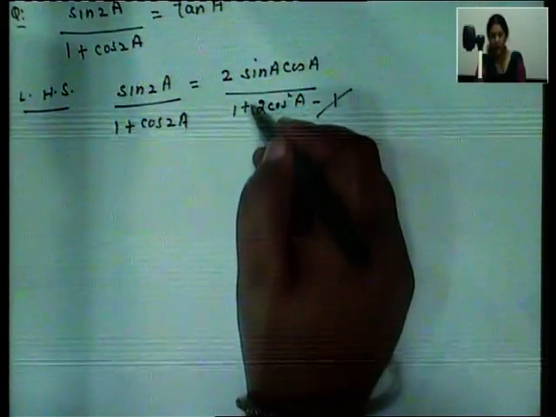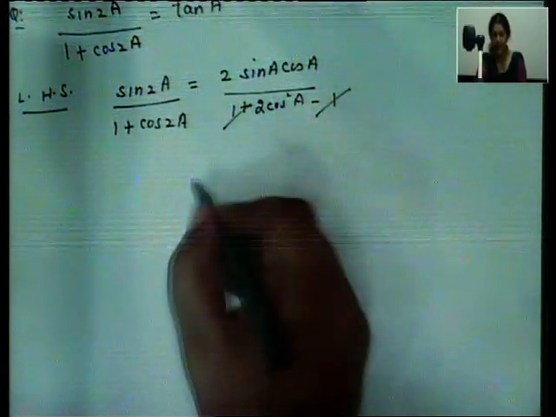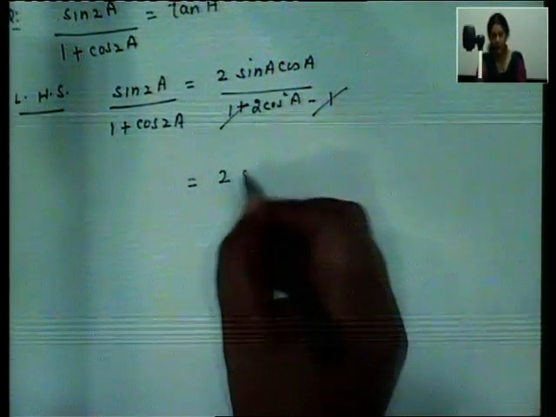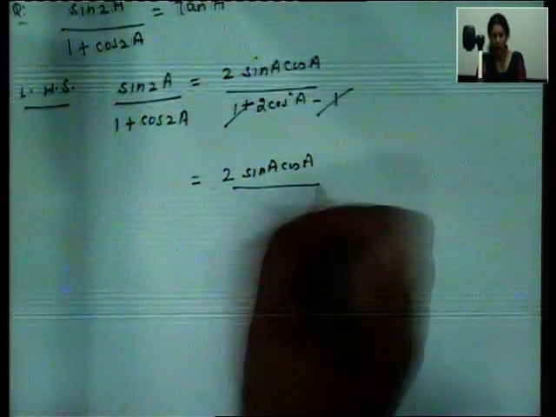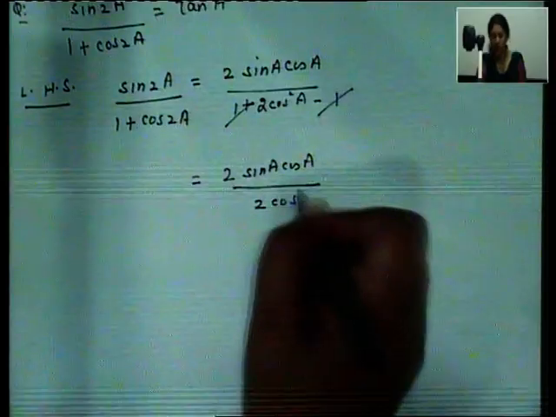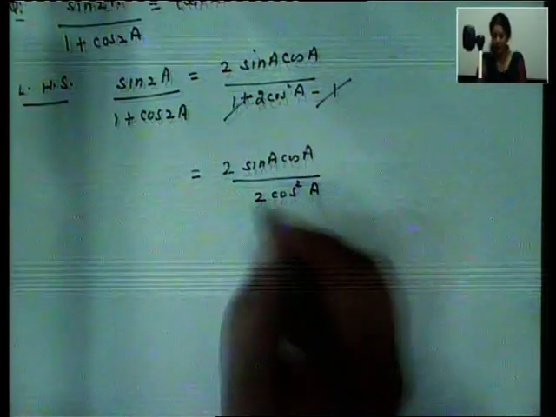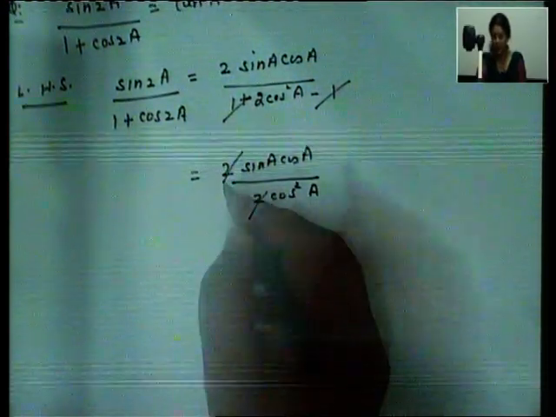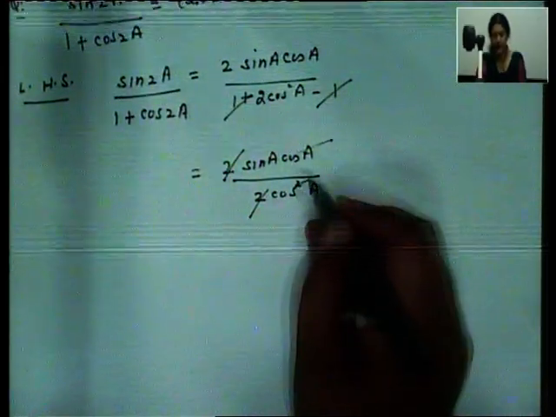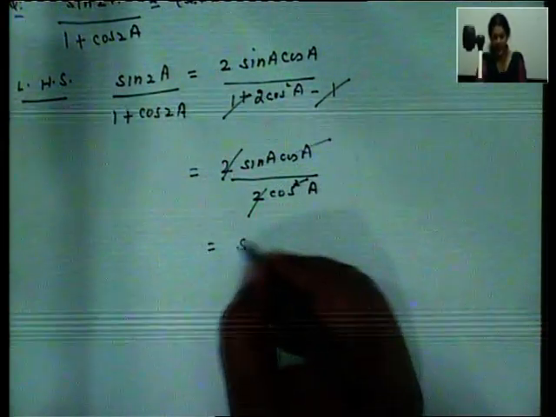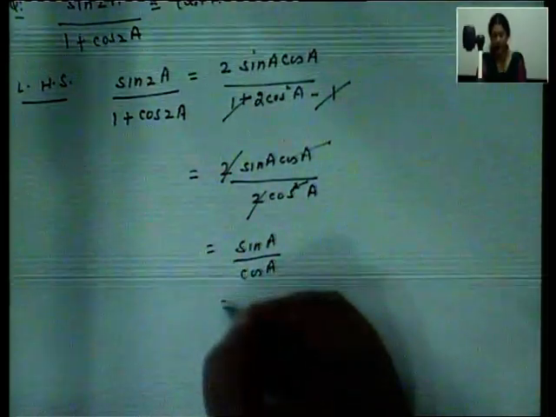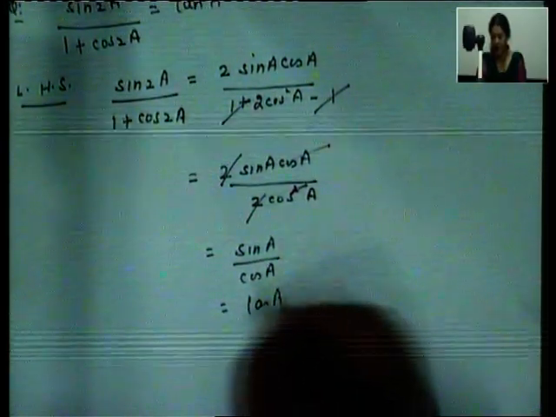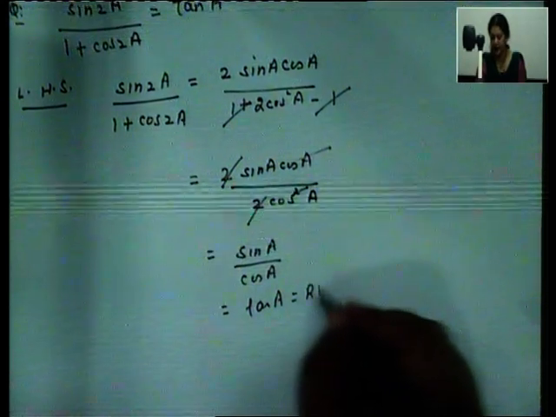1 gets cancelled with minus 1. So I am left with 2 sin a cos a upon 2 cos square a. So 2 gets cancelled with 2, and one cos a cancelled with this. So I am left with sin a upon cos a, which is equal to tan a, which is equal to the right hand side.